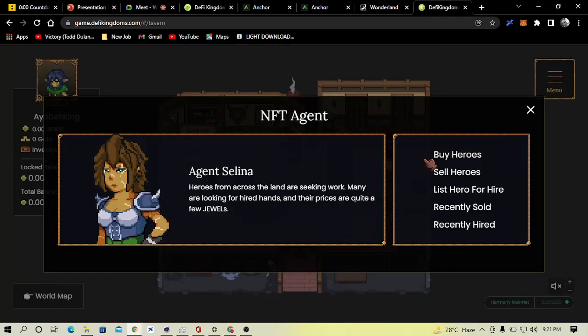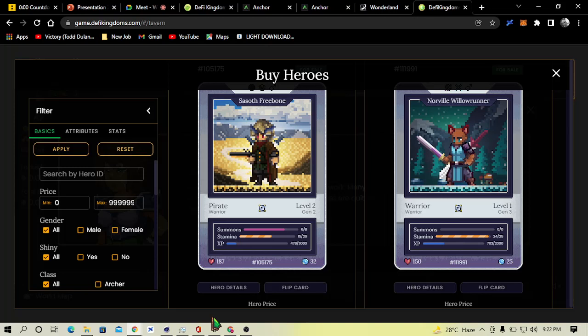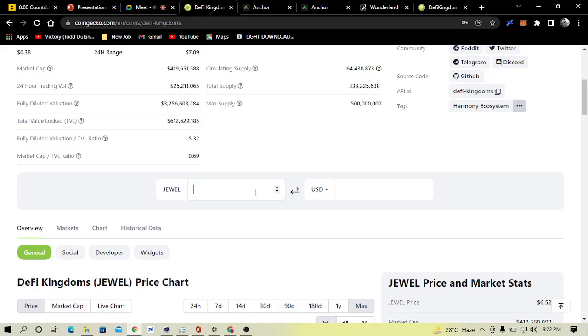This is it here. The NFTs are called heroes. Basically, you can sell, you can buy. So these are the NFTs here for this platform. This is the lowest NFT on here, 42 jewel. Let me see what the price of jewel is. Jewel is about $6 now. So the lowest NFT on this site is about $274. Of course, it's relatively cheap compared to OpenSea.